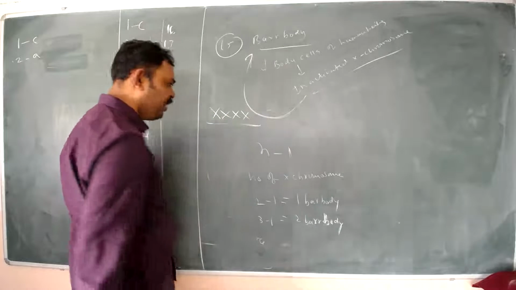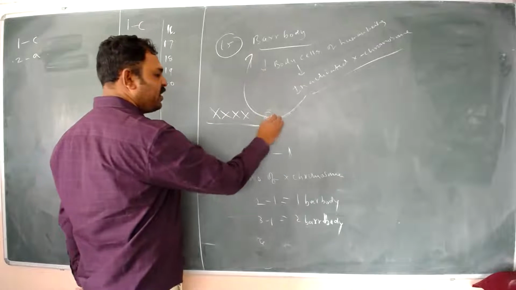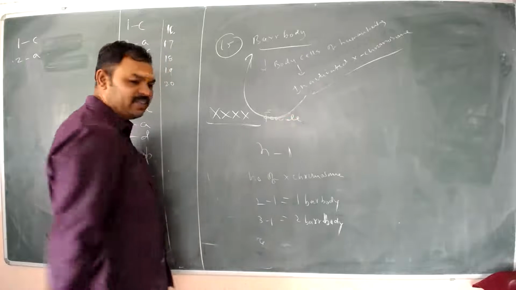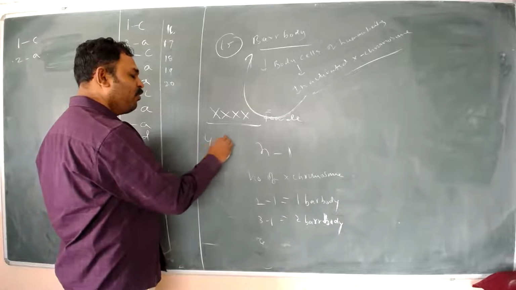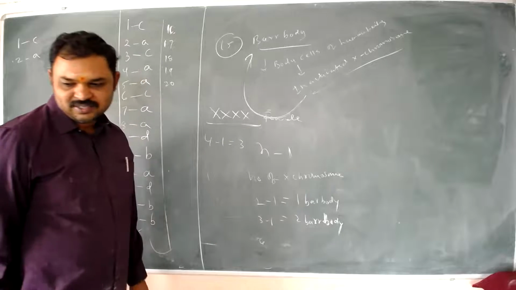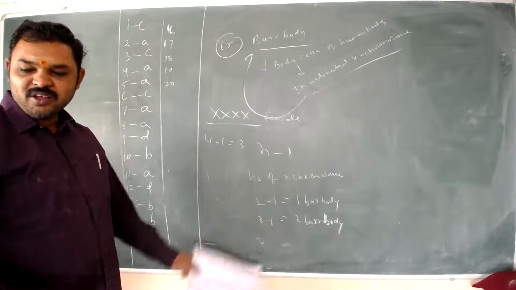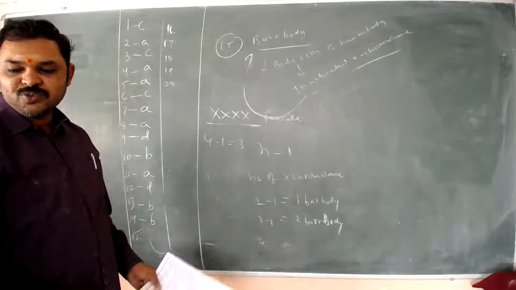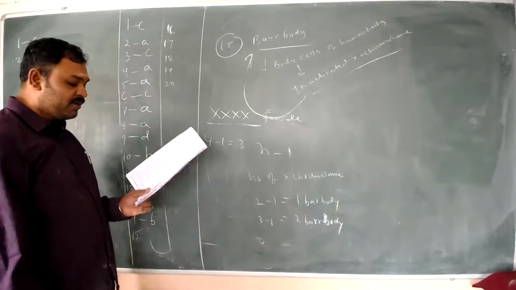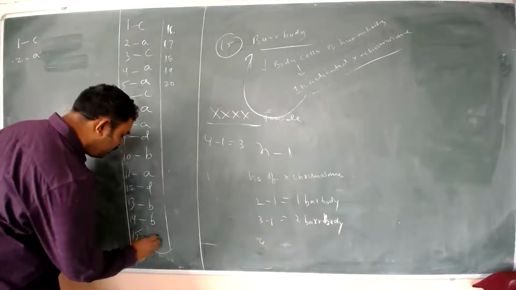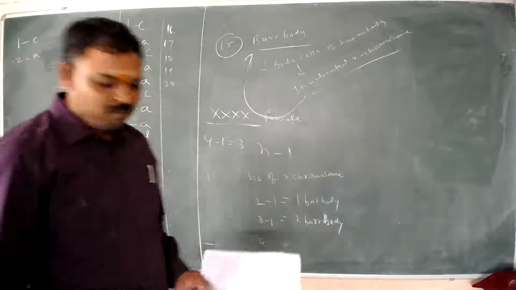A quadruple X female has 4 X's. How many Barr bodies are there in a female having 4 X chromosomes? 4 - 1, 3 Barr bodies. From the available X chromosomes, subtract 1 and they will find the Barr bodies. 4 - 1, 3 Barr bodies are there. So what is the 15th one? C is the correct one.